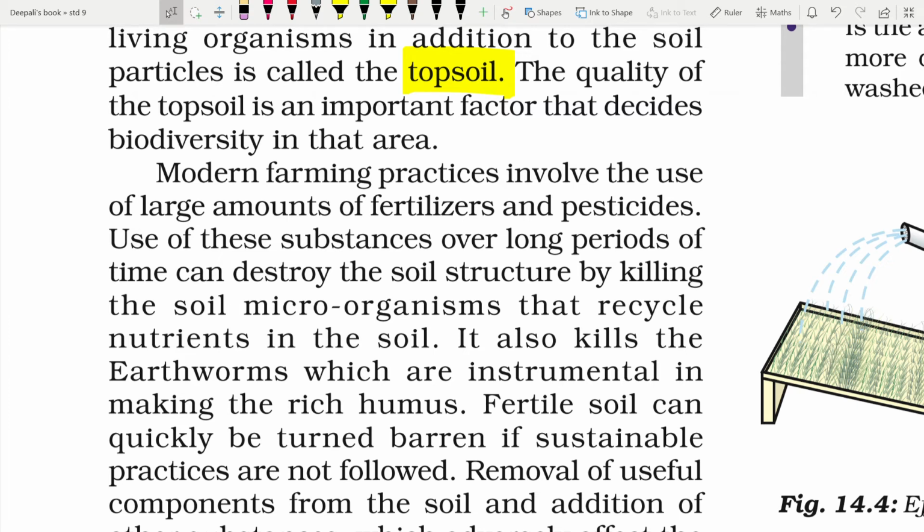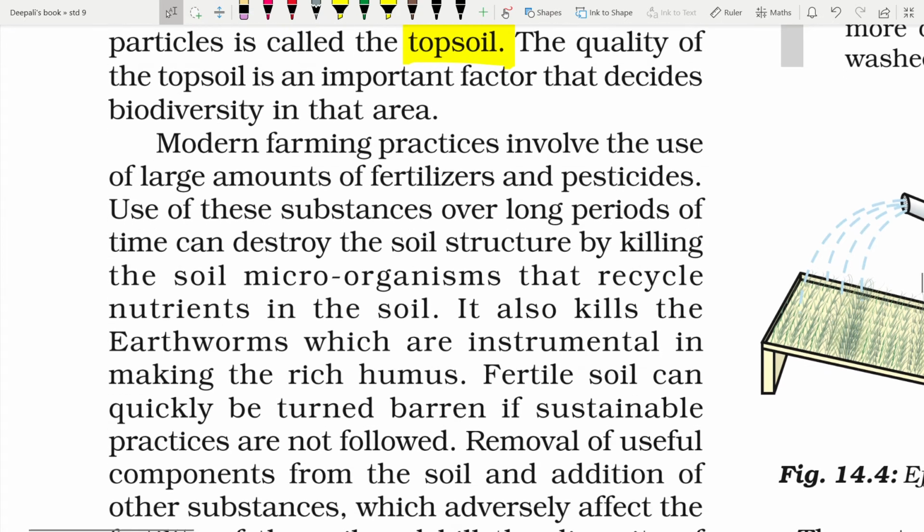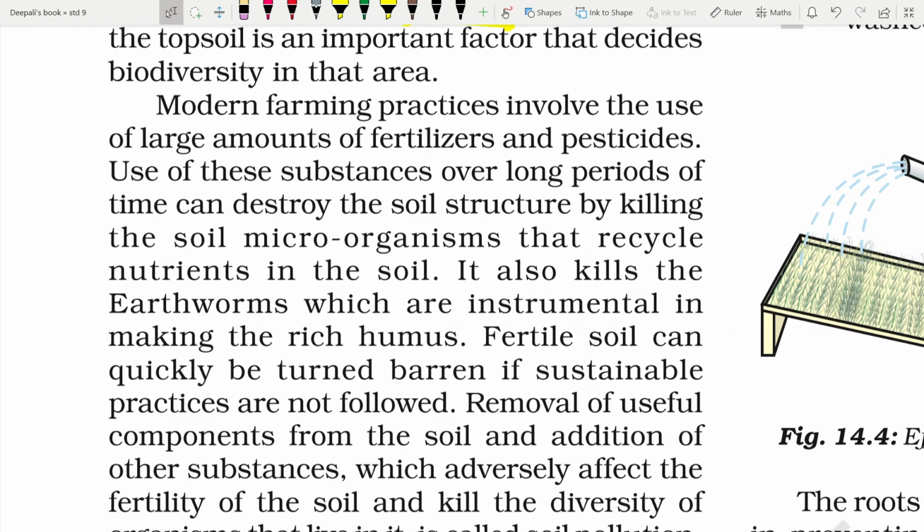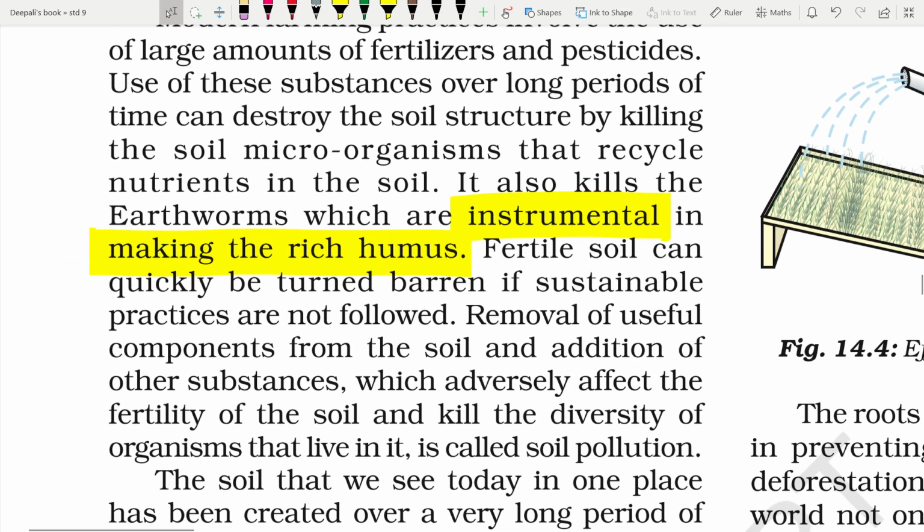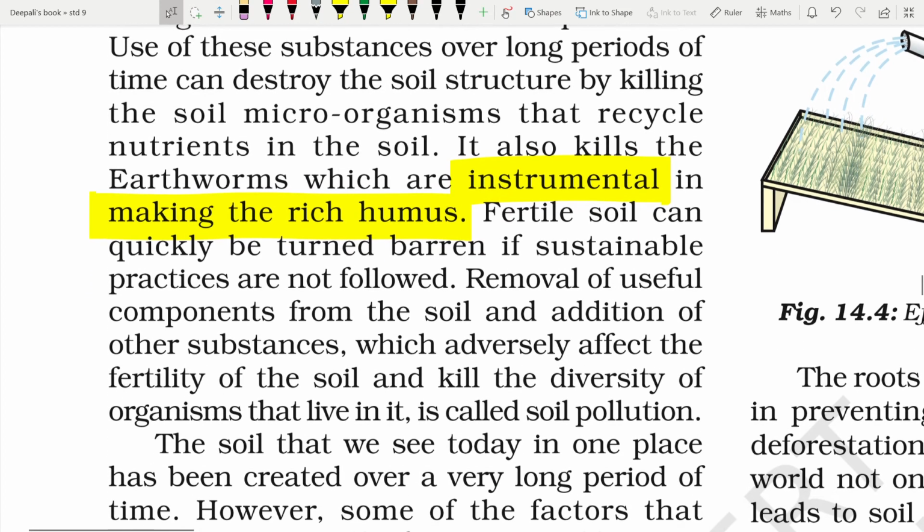Modern farming practices involve the use of large amounts of fertilizers and pesticides. Use of these substances over a long period of time can destroy the soil structure by killing the soil microorganisms that recycle nutrients in the soil. It also kills the earthworms, which are instrumental in making the rich humus, a very important friend of farmers. Fertile soil can quickly be turned barren if sustainable practices are not followed.